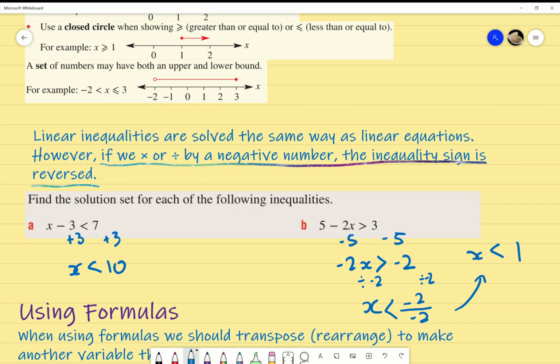Now I can test that, right? I can say, all right, let's put in x equals 0. That's less than 1. If x equals 0, 5 minus 2 times 0, so 5, is greater than 3. That looks good to me.